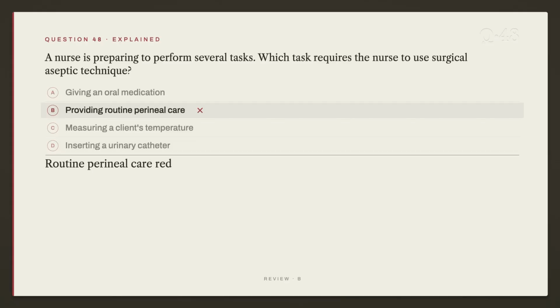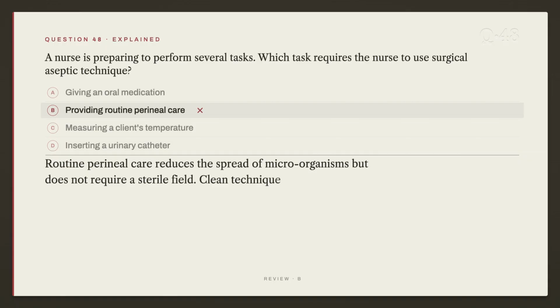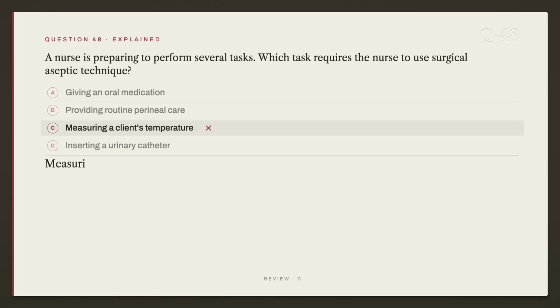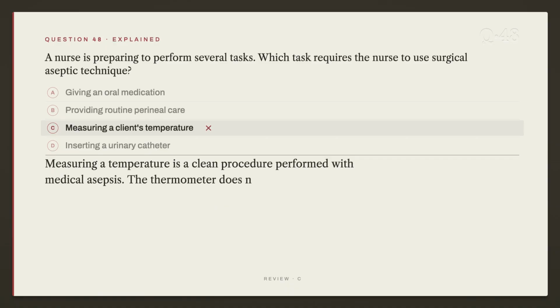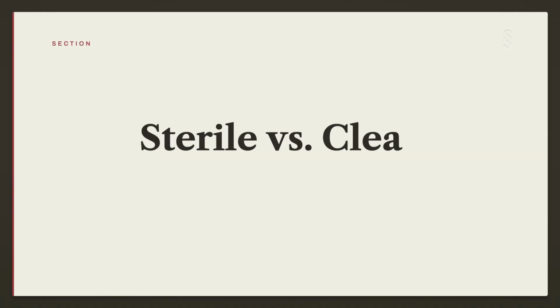B is wrong because routine perineal care reduces the spread of microorganisms but does not require a sterile field. Clean technique is sufficient since the task does not enter a sterile body cavity. C is wrong because measuring a temperature is a clean procedure performed with medical asepsis. The thermometer does not enter a sterile site, so the high level of sterile technique is not needed here.